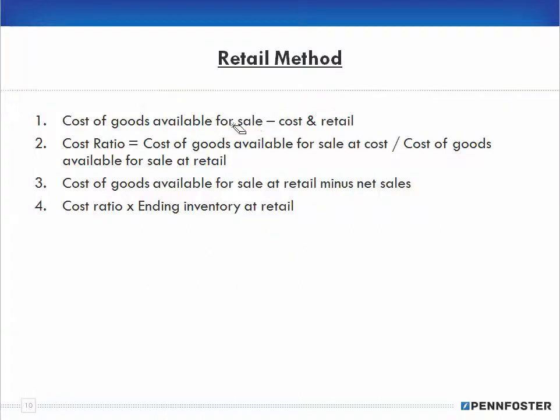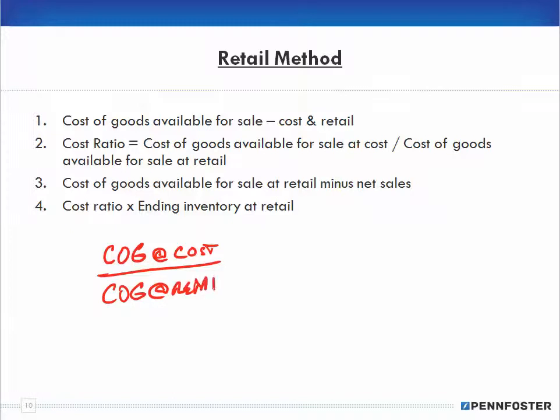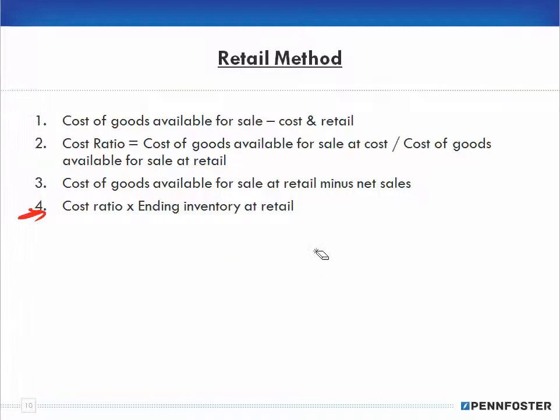The reason you need those two figures is because you need to create a cost ratio. You have the ratio of the cost of goods available for sale at cost, and then the cost of goods available for sale at retail, and that creates a ratio. You need that ratio because you're going to apply it against your ending inventory over here in step 4.